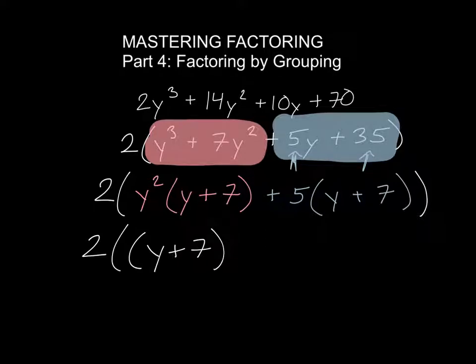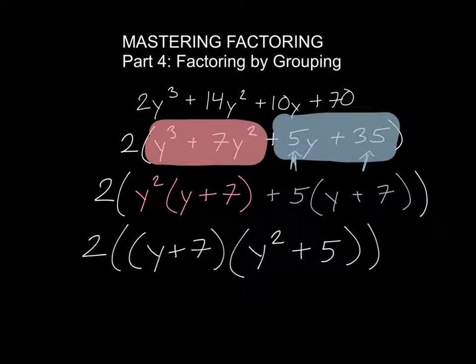So let's clean that up a little bit first. We're going to first divide this first term by y plus 7. And when we do that, we're left with just the y squared. So a y squared will go here. And then in the second term, we're going to divide that by our y plus 7. And when we do that, we're left with just this 5. So our 5 will go here.